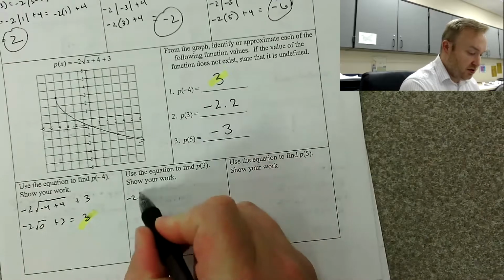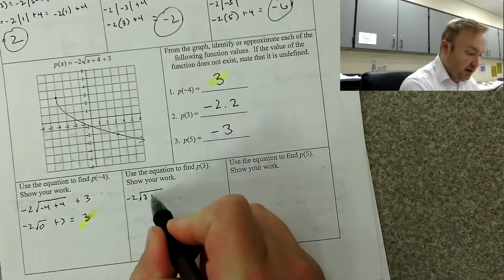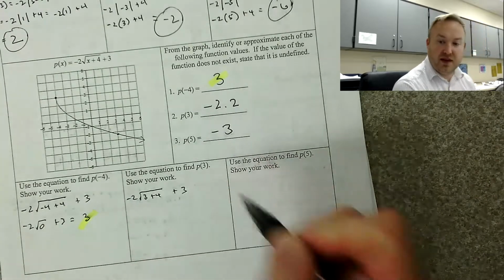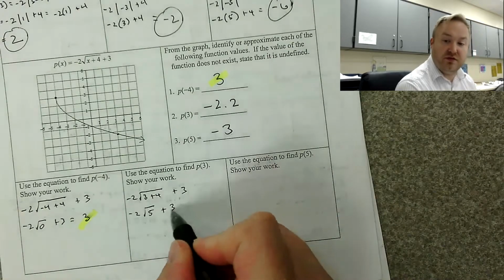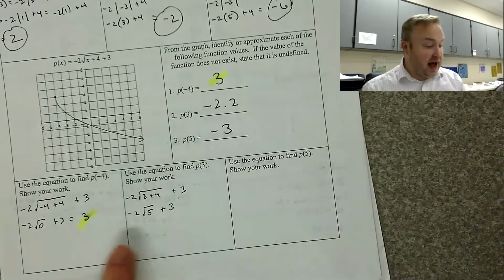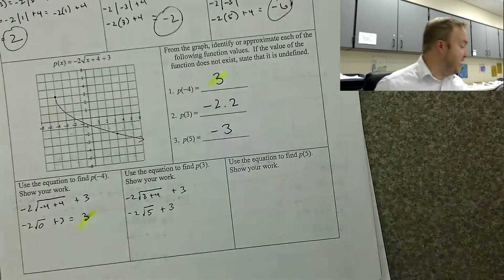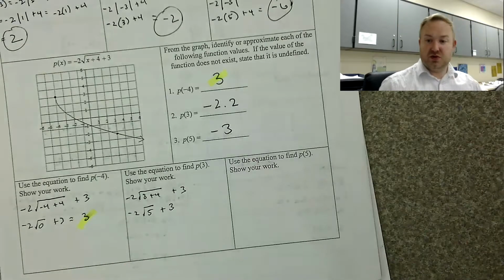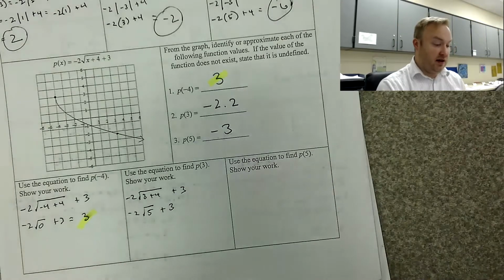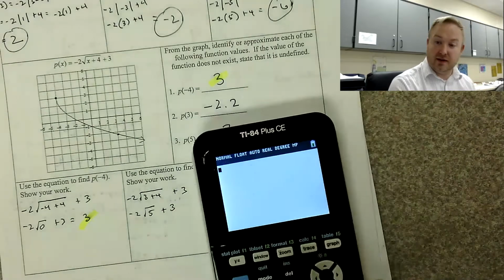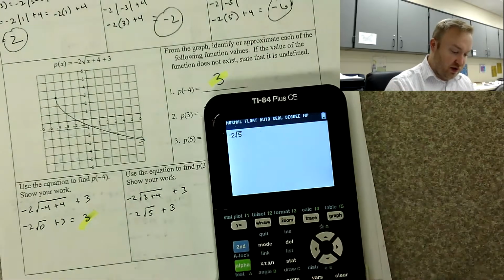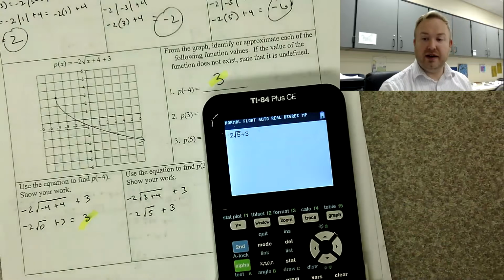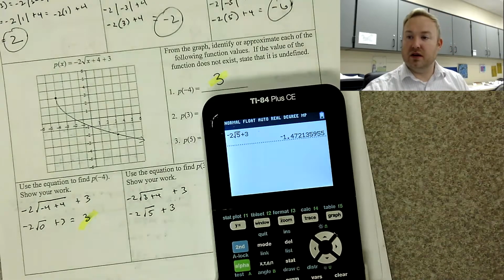So -2 times the square root of 3 plus 4, and then a +3 on the outside. That's -2 times the square root of 5 plus 3. Now guys, normally I am fine with you leaving this answer like that, because that's about as simple as we can get. But let's see how we did on our decimal approximation here. So I'm going to type in -2 times the square root of 5 and add 3, and I get, that doesn't seem right. What did I do wrong here?